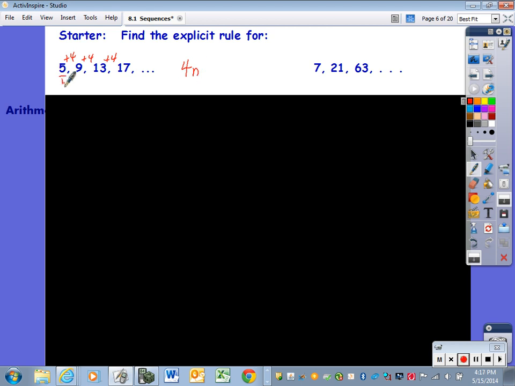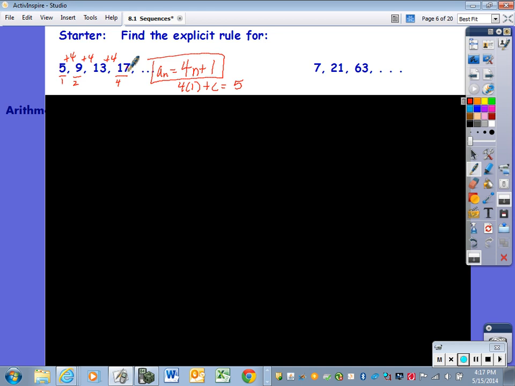So I have the first term, so I can stick a 1 in there. Plus what will give me the term 5? 4 plus what gives me 5? Plus 1. So that's my rule. Let's make sure it works. When I put 2 in there, 4 times 2 plus 1, 9? Yep. How about when I put 4 in there? 4 times 4 plus 1, 17? That works.